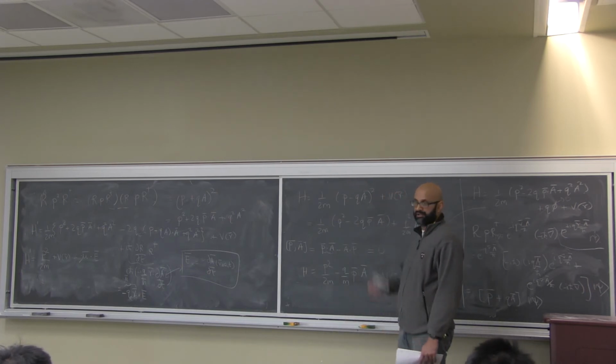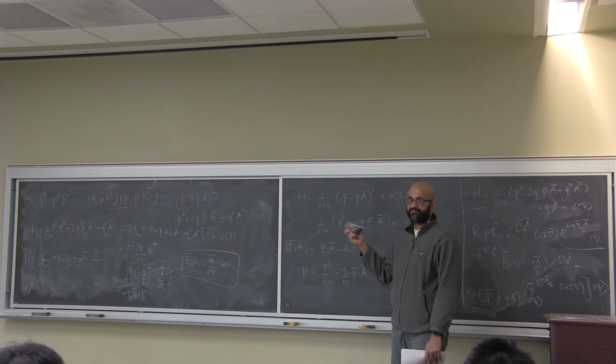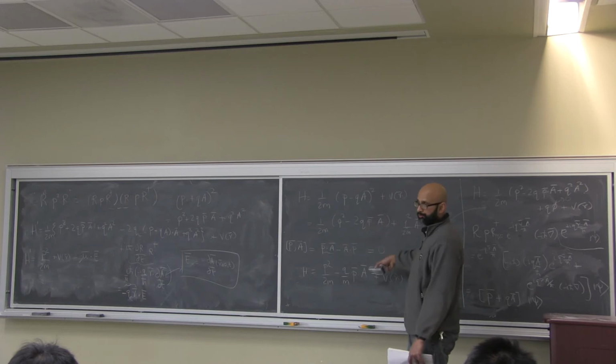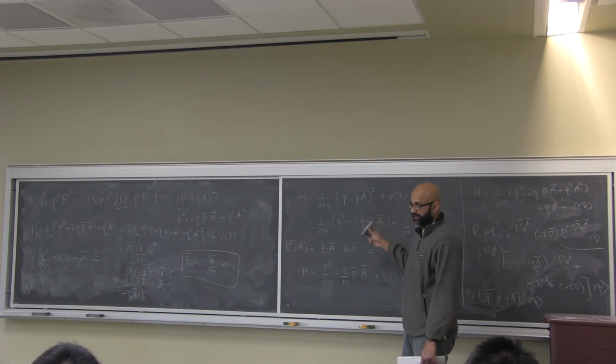So we didn't apply that right away in our case, right? Is that clear, the distinction? Here we just apply Coulomb gauge directly. Don't do anything else. Just apply it at the Hamiltonian level.